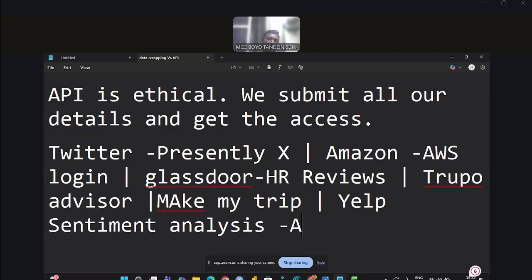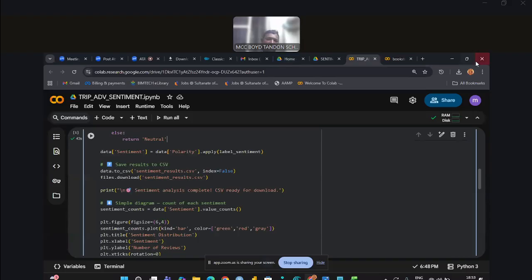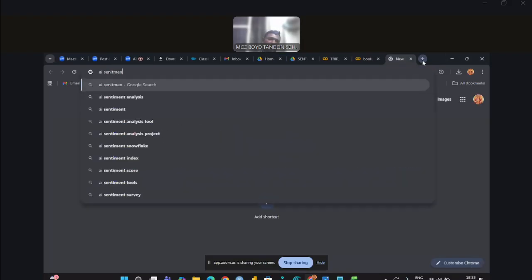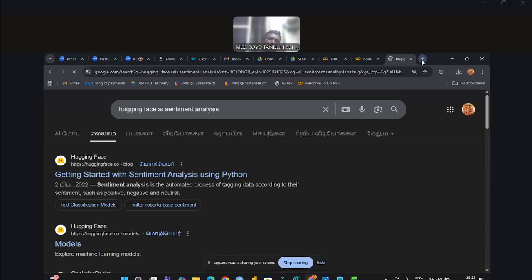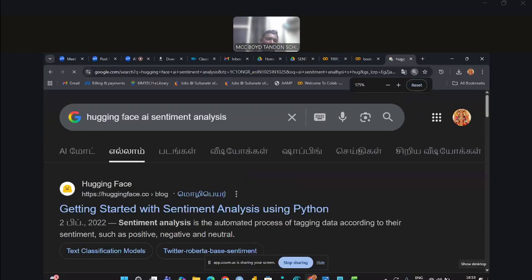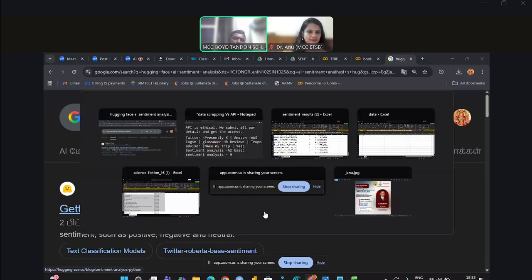Now there are some AI-based sentiment analysis tools as well. I think Professor Anu can name them. AI sentiment analysis, I forgot the name. Hugging Face. So there is something called Hugging Face sentiment analysis, where the results will be very accurate compared to what we have worked on. These are all very popular now. So there is a coding for this also. It is available, and there is another analysis.